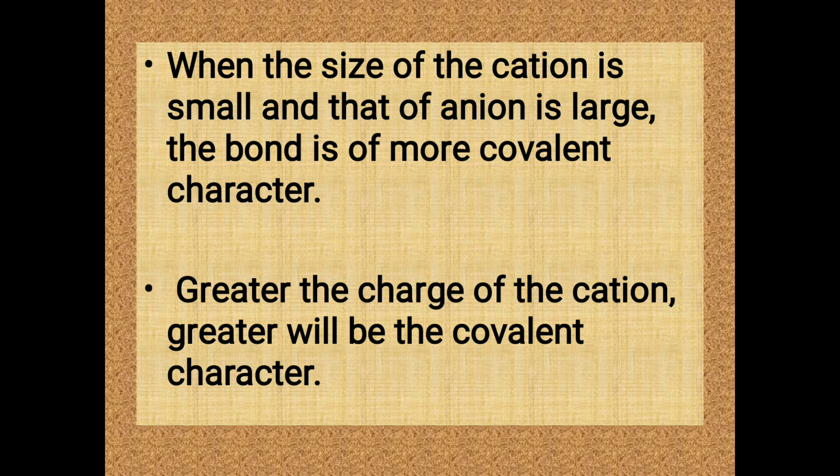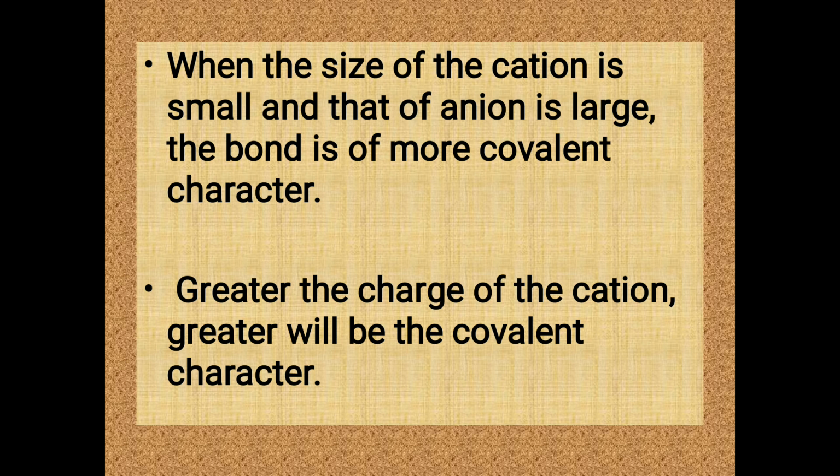Okay, when the size of the cation is small and that of the anion is large, the bond is of more covalent character. Then I will explain later. Then we move to the second point. Greater the charge of the cation, greater will be the covalent character. These 2 points are Fajans rules.